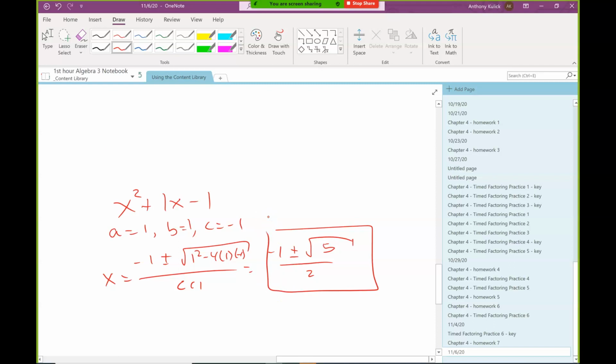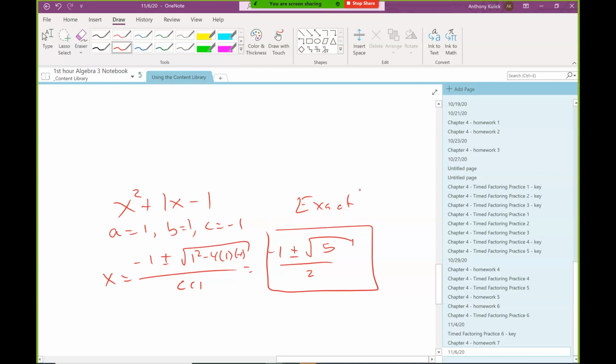You could leave an answer like that. That's perfectly fine. We'd prefer to leave our answers with the square roots in them rather than making them into decimals. You could certainly make that into decimals if you wanted to, but I would ask you not to do that. Let's just leave our answers with the radicals in it. This is called an exact answer.